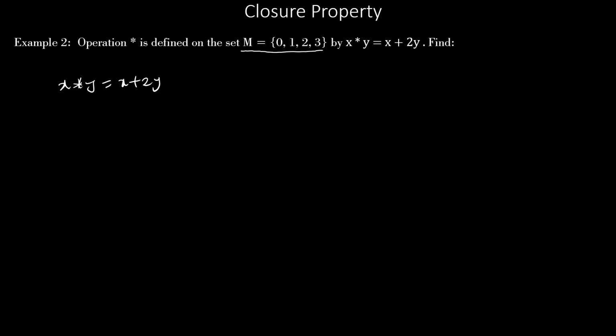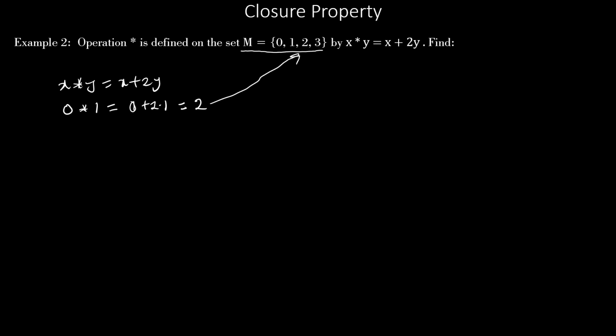If we take any two random elements of set M, for example, here we are taking 0 and 1, we have our answer equal to x plus 2 times 1. X here is 0, and then we have our answer to be 2. Even though 2 is an element of this set, we cannot directly jump to the conclusion that set M is closed under operation asterisk. The best way to approach this is to use an operational table.